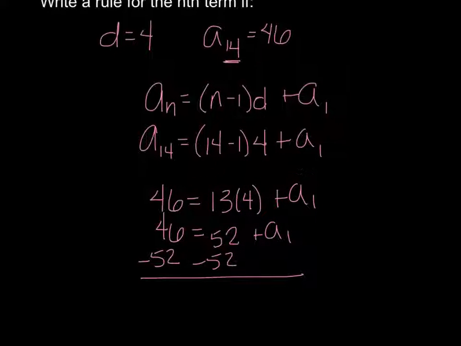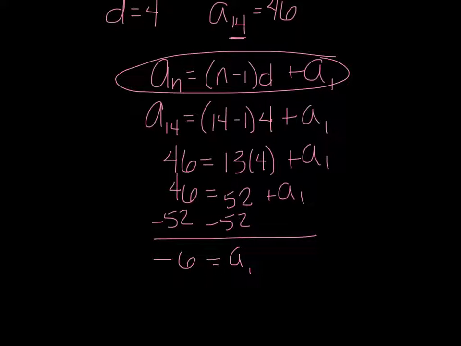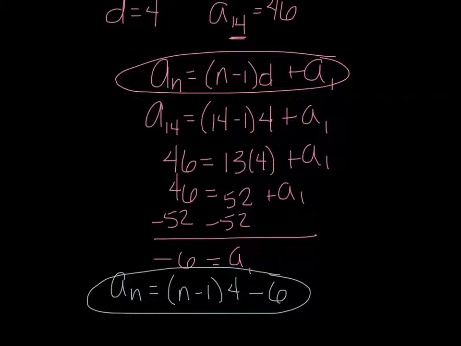Oh, that didn't work very well. And this would be then 46 minus 52, negative 6 equals a sub 1. So now my formula, I go back to here and I want to rewrite that. So I've got a sub n equals n minus 1, remember we want to keep the n there, times d, which we know is 4, and now plus a sub 1, we know that's minus 6. So there would be our rule, unless you were to simplify it down further.